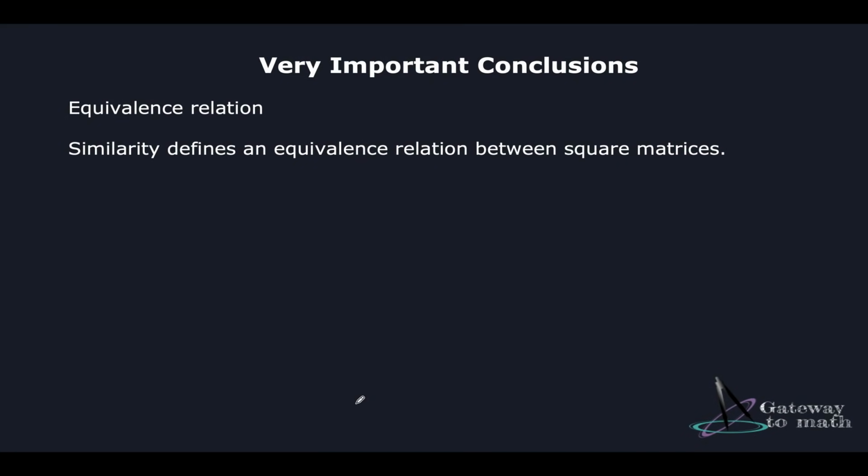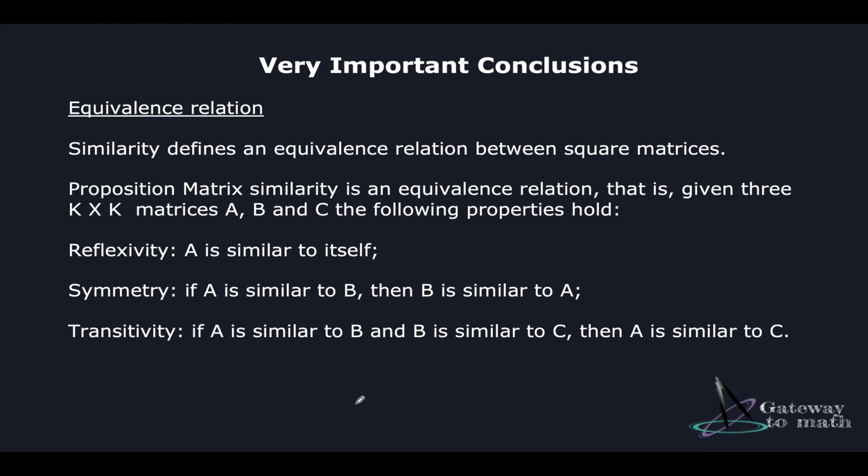Some very important conclusions. We've already seen equivalence relation, that when two matrices are similar, they are basically equal to each other, and since they are equal, the three properties hold good. What are the three properties? Reflexivity. So A is similar to itself. Symmetricity. If A is similar to B, then that means B is also similar to A. Transitivity. If A is similar to B and B is similar to C, then A is also similar to C. Just keep these properties in mind.